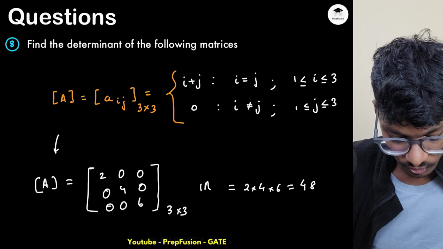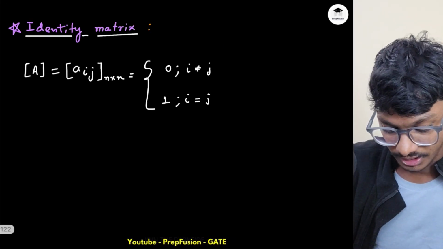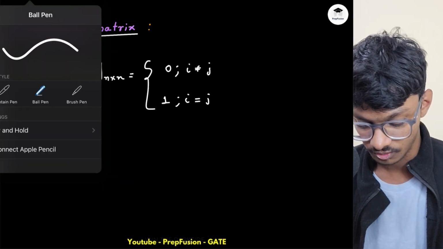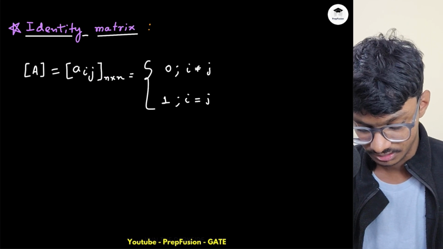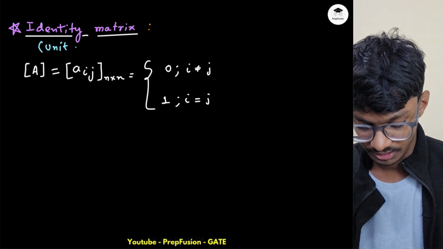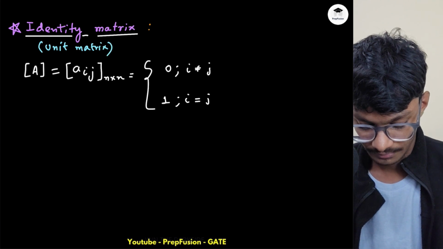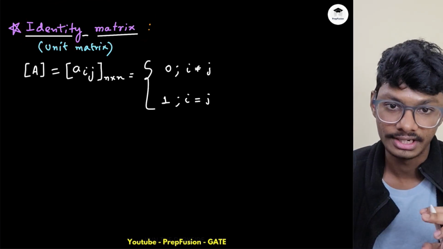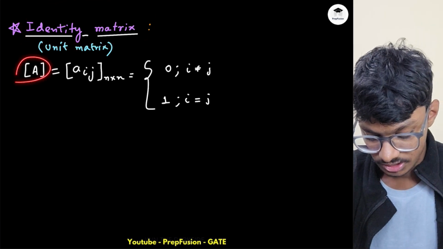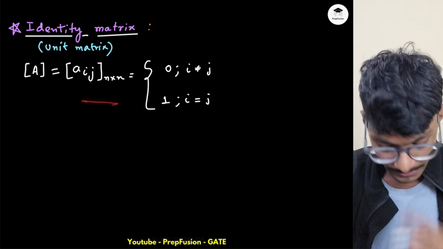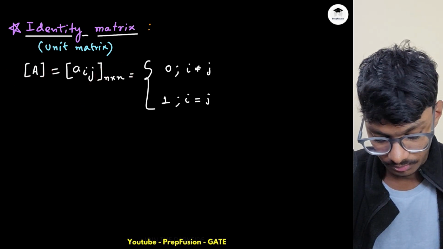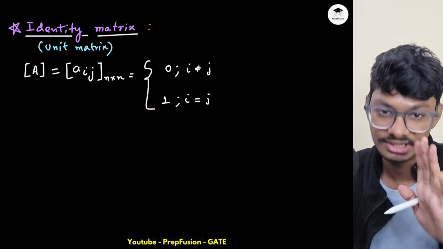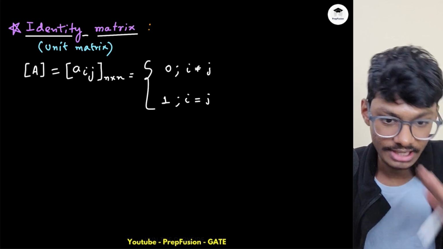Okay, so let's move on swiftly. Nothing special here. So let's come to this very important matrix, which is the identity matrix. It is also known as the unit matrix. It is called an identity matrix where A is equal to Aij, n cross n. Basically all the diagonal elements will be 1 and all the other elements will be 0. Basically it is a diagonal matrix with its diagonal elements equal to 1.